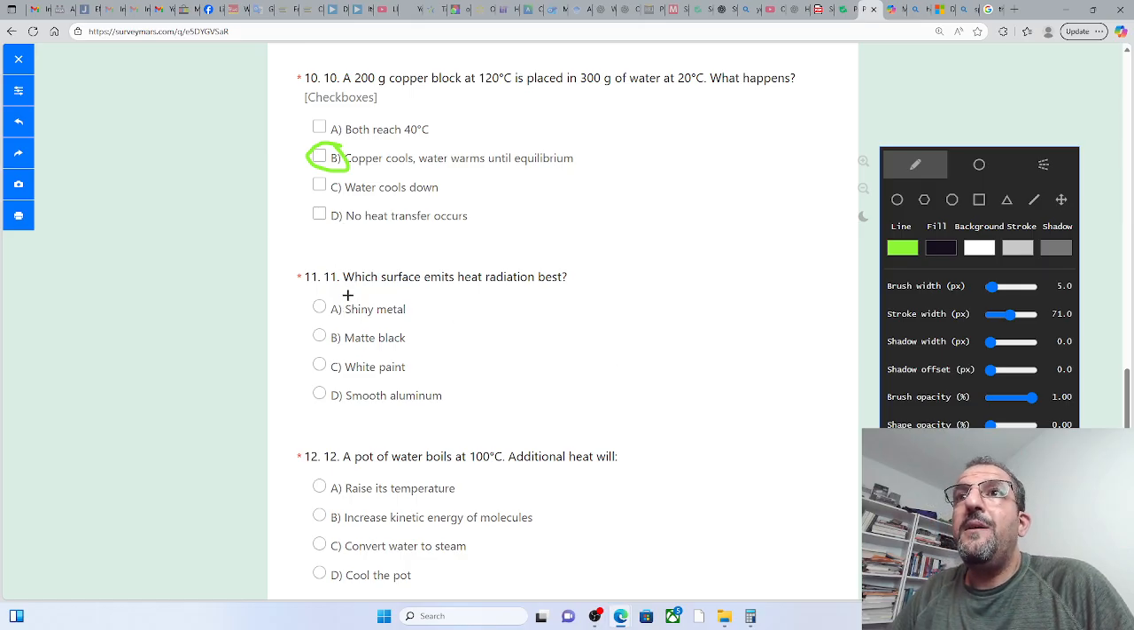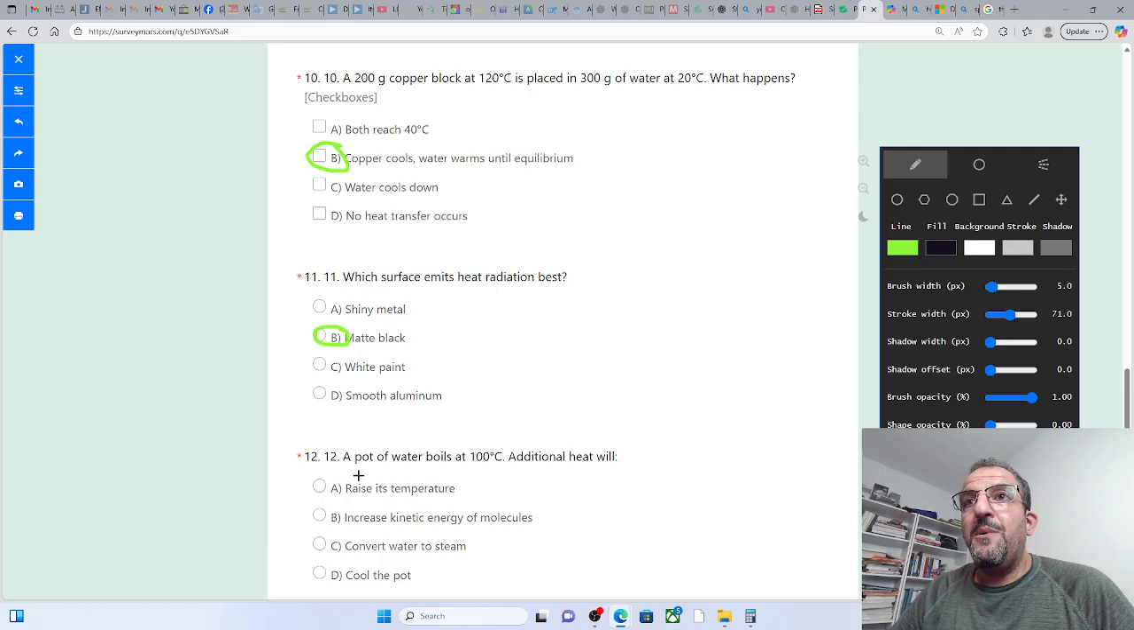For 11, which surface emits heat radiation best? Shiny metal, matte black, white paint, or smooth aluminium. Of course, matte black, guys, emits more heat radiation.